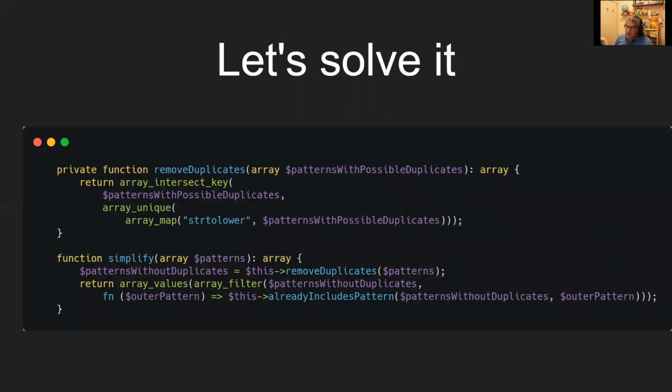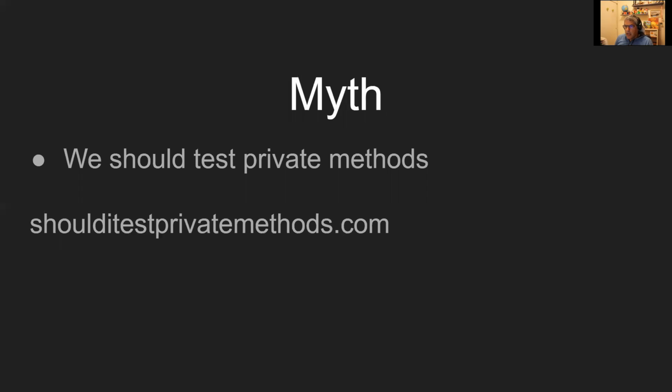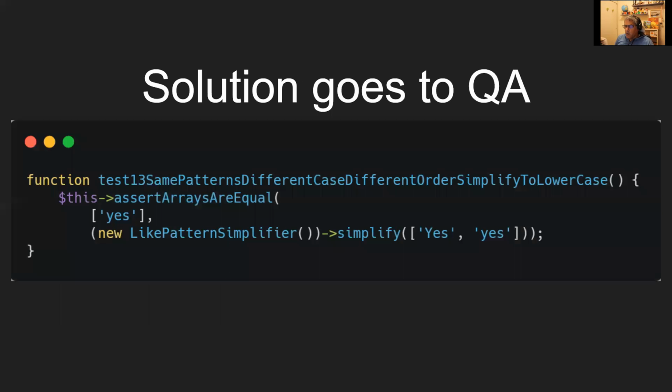In order to solve it, we do some pre-processing before we start simplifying, and everything works. We do this in a private method called remove duplicates that should only be used by the simplifier internally. That's why it's private, if your language supports it. Whenever we add a private method, the same question arises. Should we test it? Should we not test it? I invite you to go to that site with a lot of questions and answers so you can take your choices there. Well, the solution goes again to QAs, and QAs find new bugs.